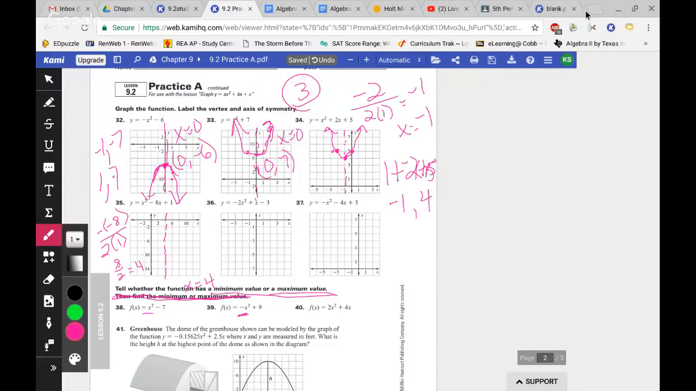And the vertex is going to be 16 minus 8 times 4, which is 32, plus 1. That is -16 plus 1, which is -15. So it is going to be right here.